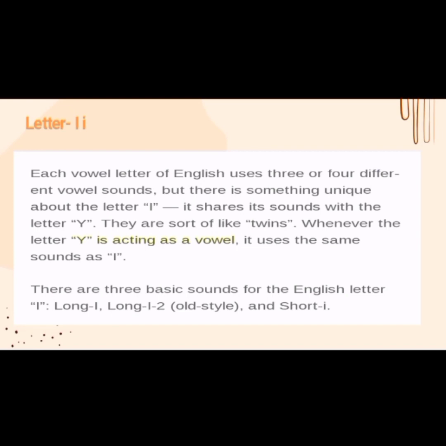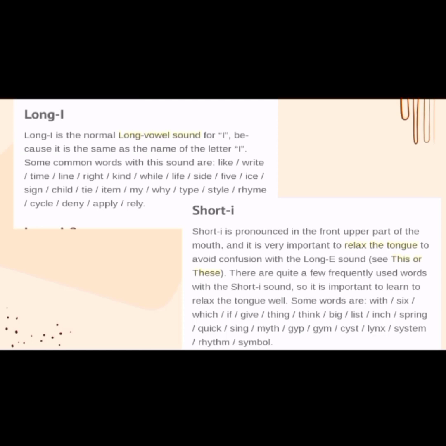There are 3 basic sounds of the English letter I: the long I, the long I2 or old style, and the short I. Now, let us proceed to the sounds of I. First is the long I. Long I is the normal long vowel sound for I because it is the same as the name of the letter I.